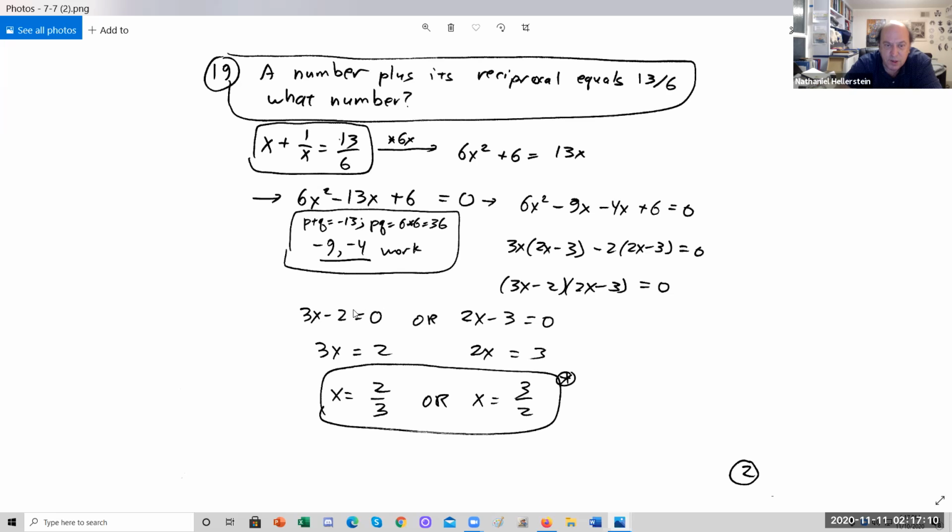So 3x minus 2 is 0, or 2x minus 3 is 0. This solves to x equals 2/3. This solves to x equals 3/2. It should make sense to get two numbers like this, which are reciprocals of each other. They're reciprocals of each other, and they add to 13/6, and these then are the two possible solutions for what number this is. So there we are.